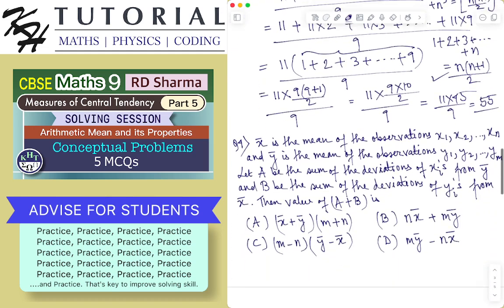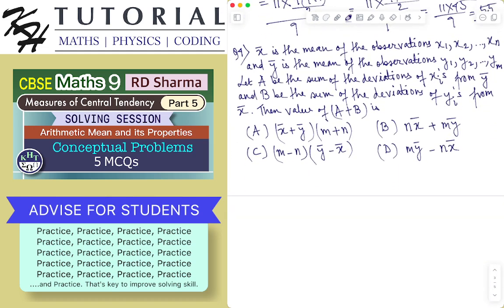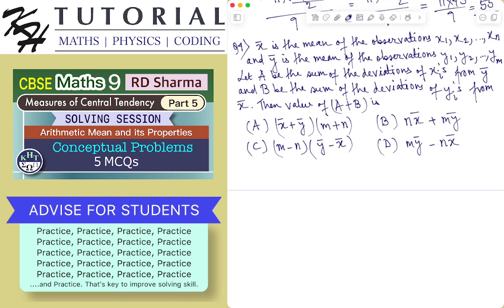Okay, let's see the next problem. X bar is the mean of the observations x1, x2, up to xn, and y bar is the mean of the observations y1, y2, up to ym. Let A be the sum of the deviations of xi's, meaning each individual observation x1, x2, xn, from y bar, and B, capital B, be the sum of the deviations of yi's from x bar. Then find the value of A plus B. It is very important that you understand the language of the problem.